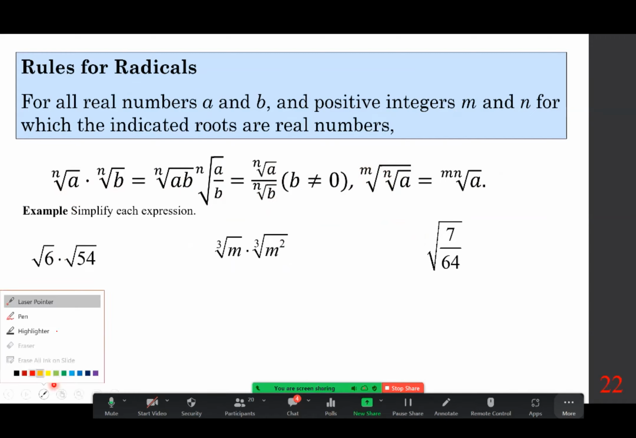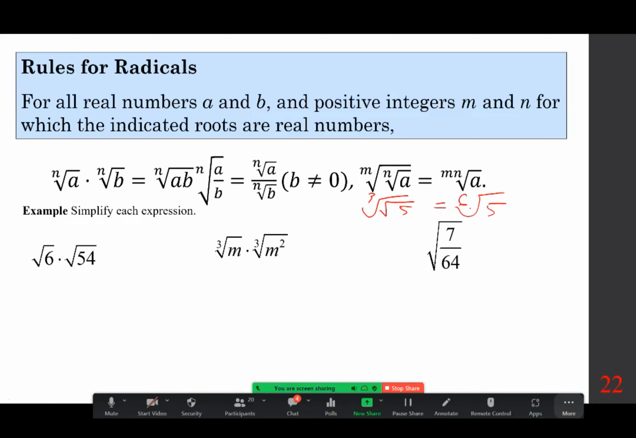You don't come across it often, but for example, if it's the third root of the square root of, let's say, 5, it means the sixth root of 5, because when we don't write the index, the index is 2. All right, so this one, we multiply the 2, and we come up with 324, and the answer is 18.